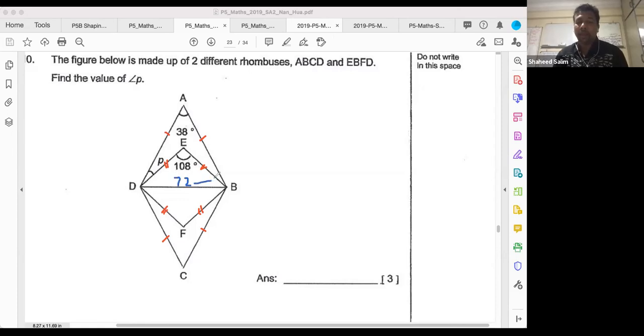72 is for these two angles because these two angles are the same. So what must you do? Take 72 divided by 2. You get 36. So this angle here is 36. Down here, the blue color angle is 36 degrees.